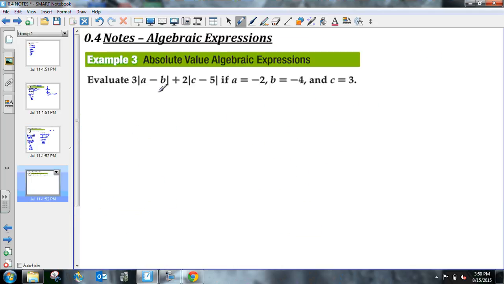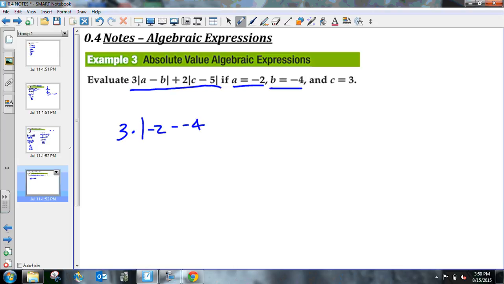Oh, dear Lord, what are these things? These are absolute value symbols, okay? And absolute value symbols means that whatever operation I do inside the absolute value is going to be positive, okay? So let's rewrite our expression here, but let's substitute our values in. Let's plug in our numbers, okay? So I've got 3 times the absolute value of A. Instead of writing A, I'm going to write negative 2. So I've got negative 2 minus B. Instead of writing B, I'm going to write what B is equal to, which is negative 4.